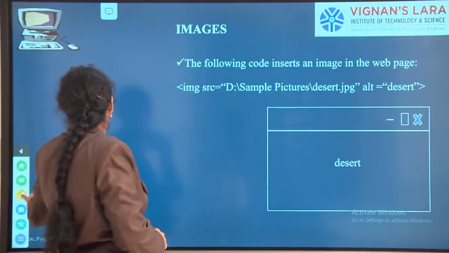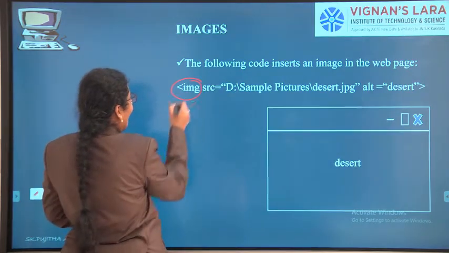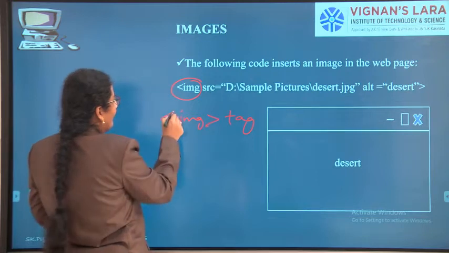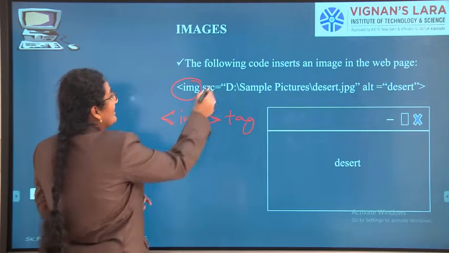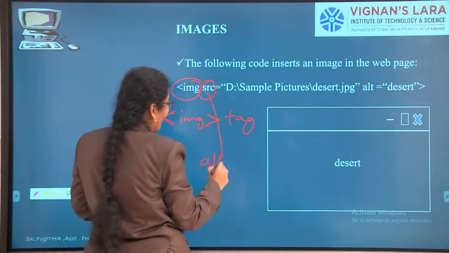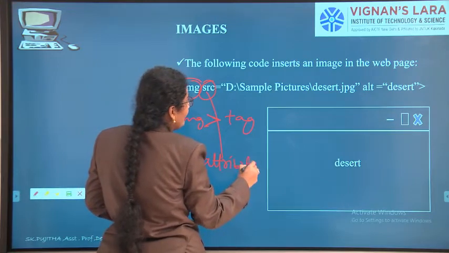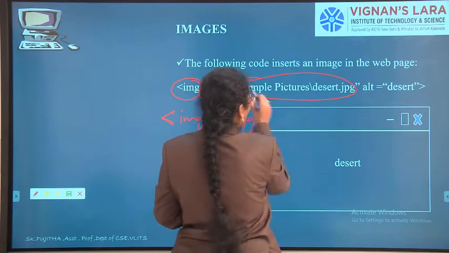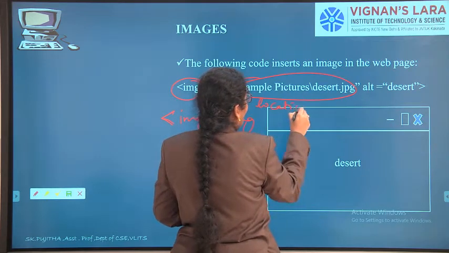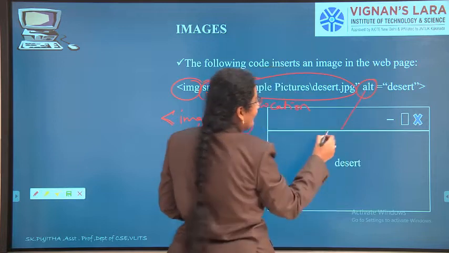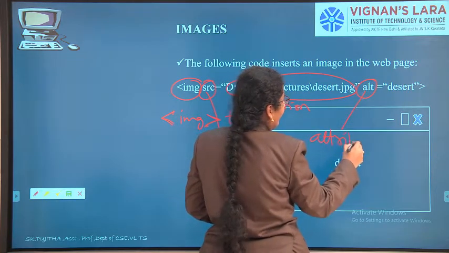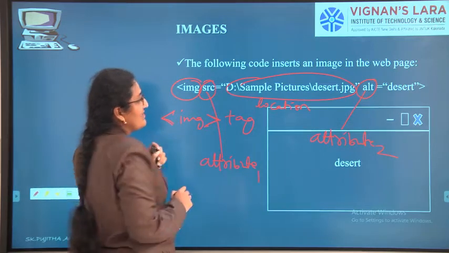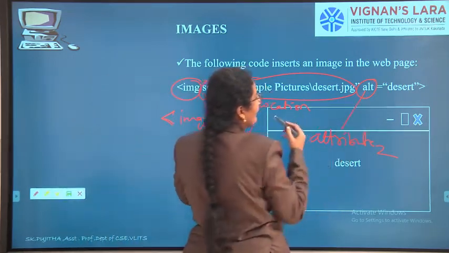This is alt. So img is the tag, we already know. Always a tag will be enclosed between angular brackets. src is attribute 1. What is src? Attribute 1. See here, in src we have given the location. ALT is attribute 2. Two attributes we have for image. First attribute is src, second attribute is alt.